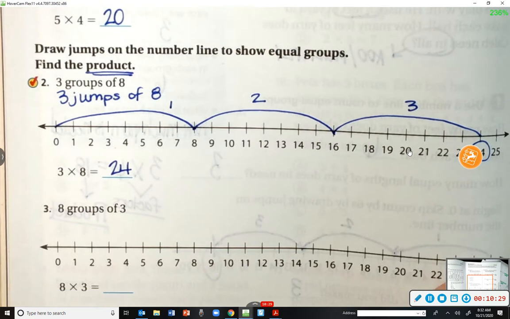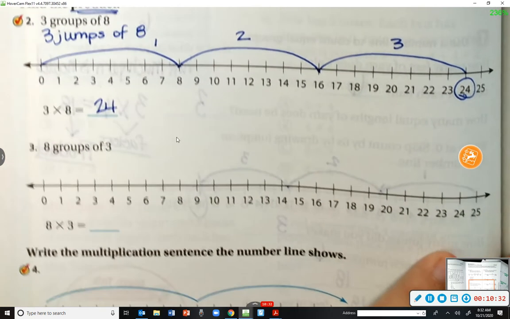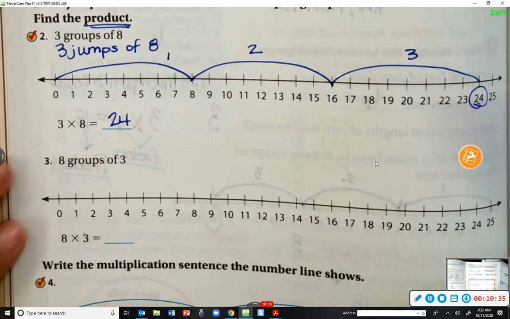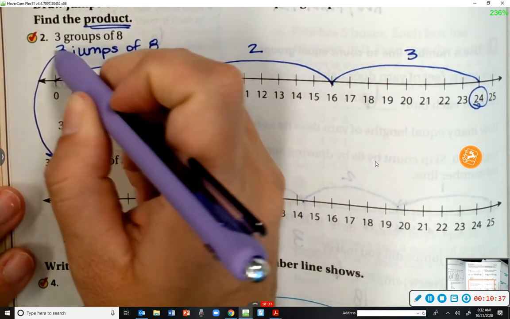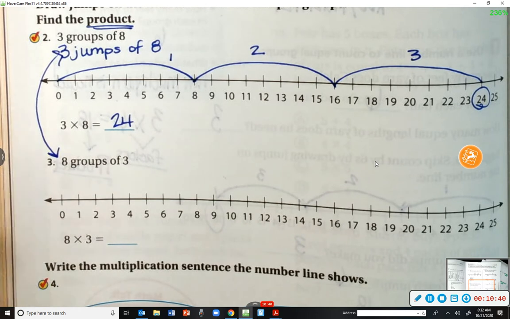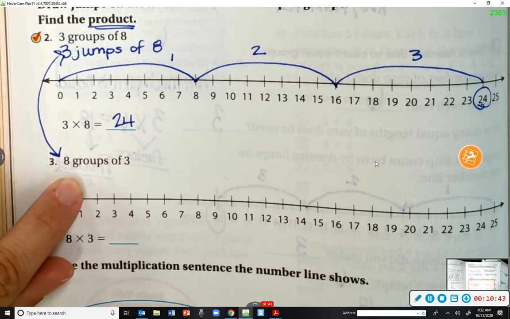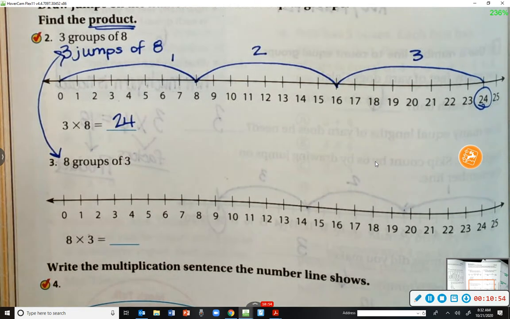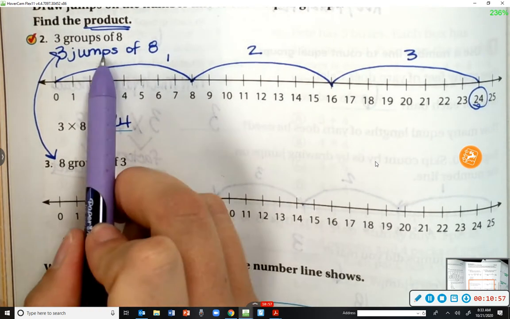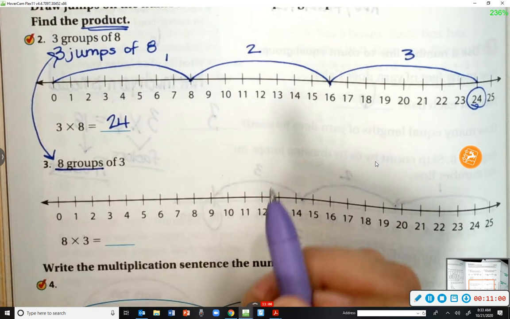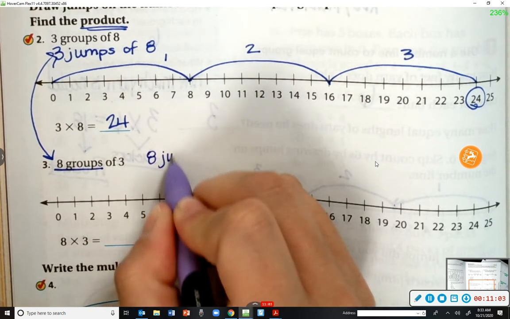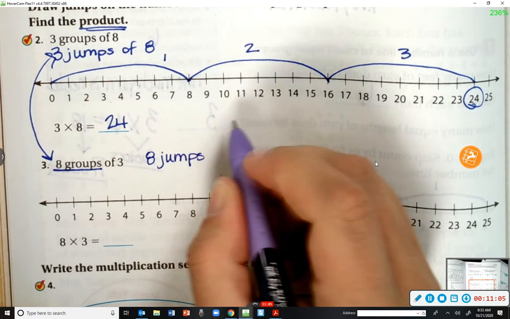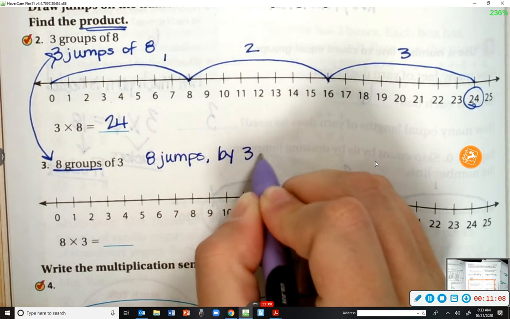Okay, so let's look at how number 3 would look a little bit different. 8 groups of 3. Is that the commutative property here when they just flipped the numbers around? 3 jumps of 8, 8 jumps of 3. Am I going to get the same answer? I'm going to get the same answer, but my number line jumps are going to look different, okay? So instead of doing 3 jumps, I'm now going to do 8 jumps, and then I'm skipping by 3s.